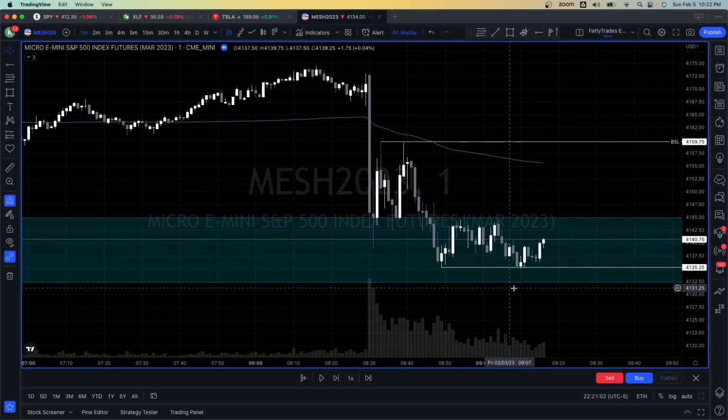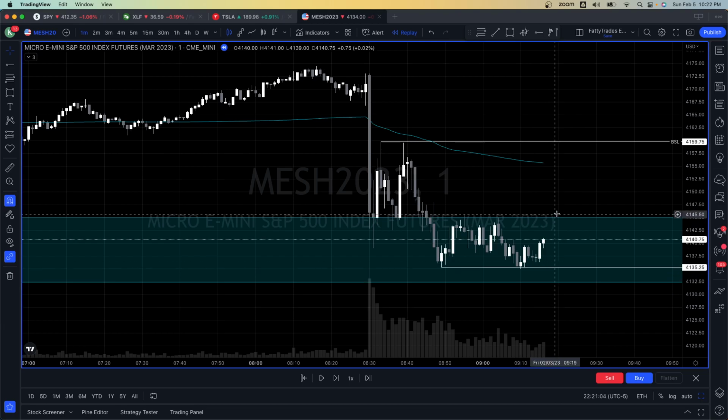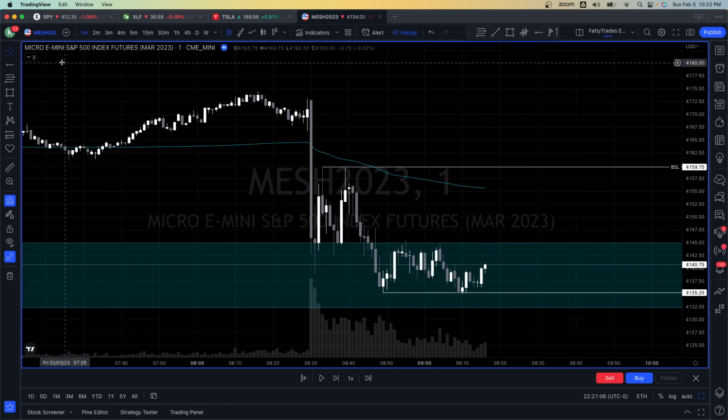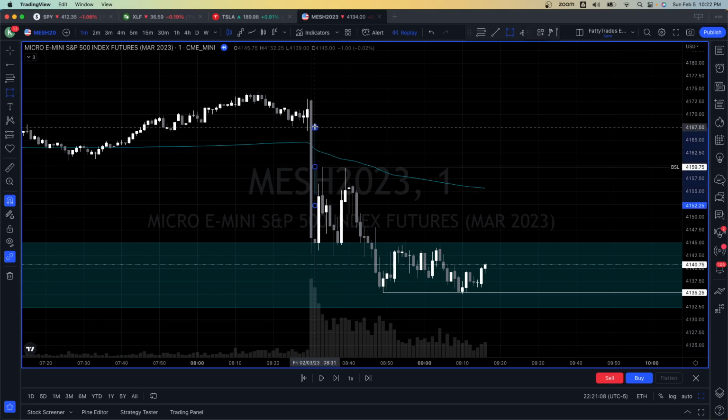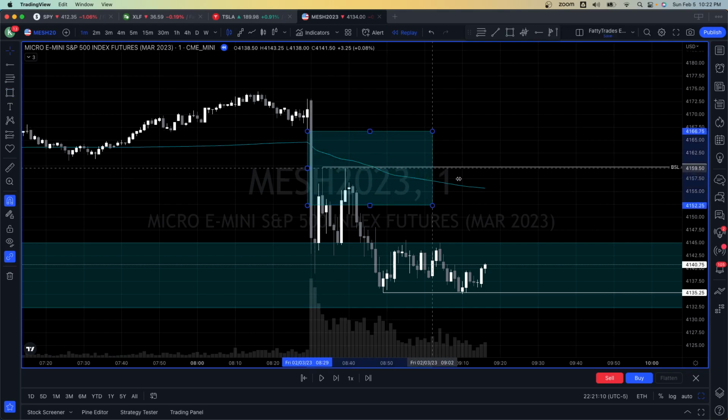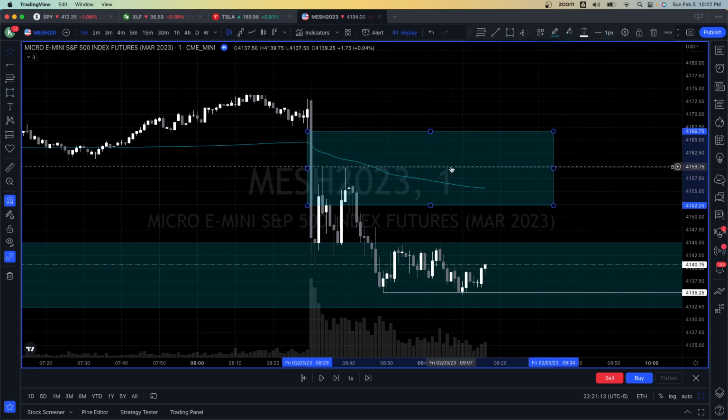Now, it's unlikely that we're just going to keep dropping. Most likely, since we still have these large inefficiencies right here, these are going to want to be corrected. On top of that, as mentioned, we have liquidity just resting here. That's very obvious.